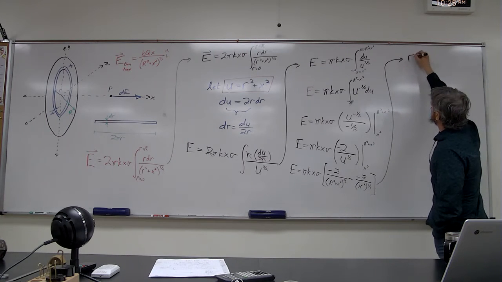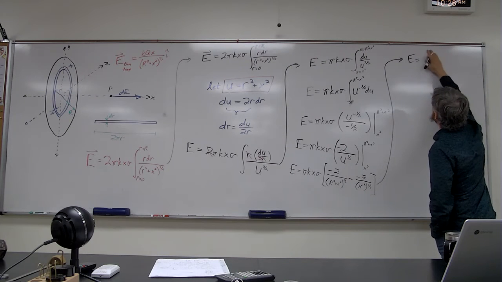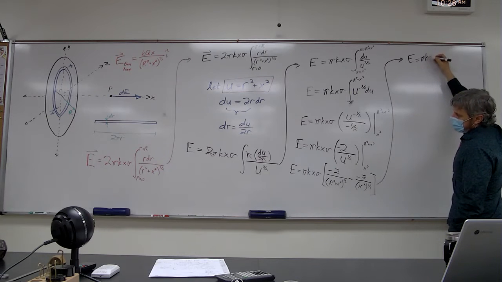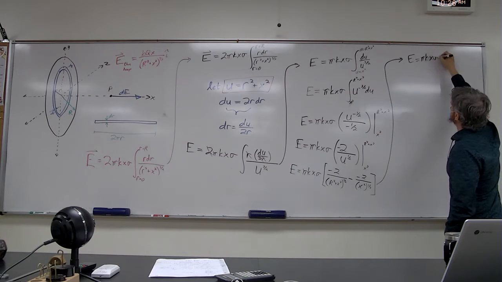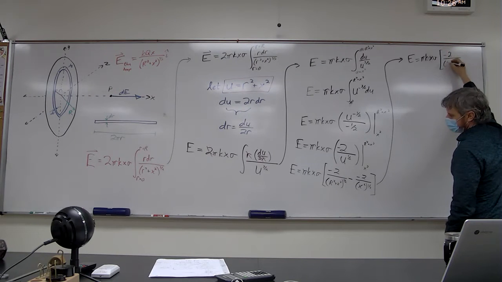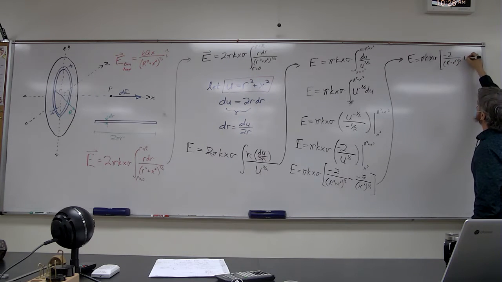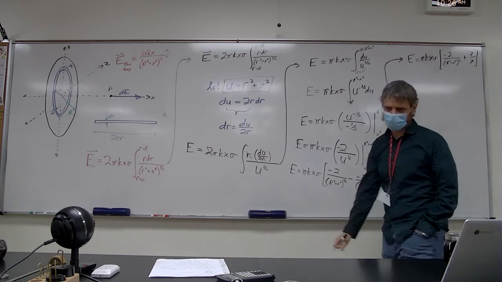So then the electric field is going to be Coulomb's constant times pi, or pi times Coulomb's constant, times x times sigma, times negative 2 over r squared plus x squared to the 1/2 plus 2 over x. Right?